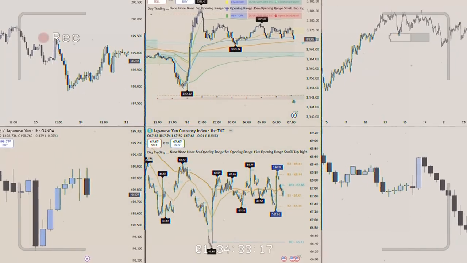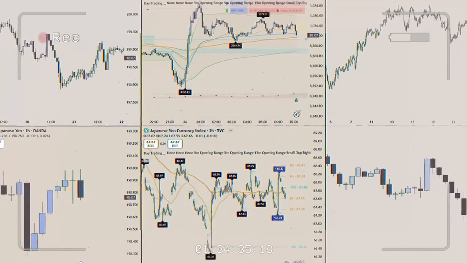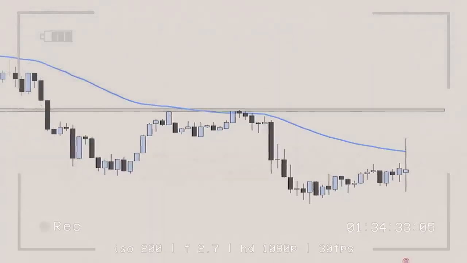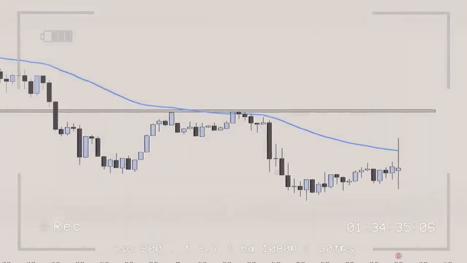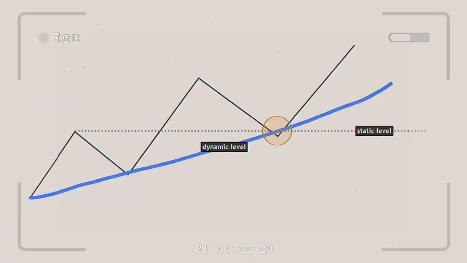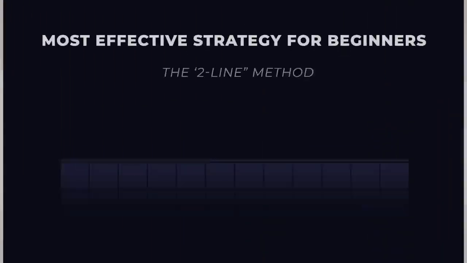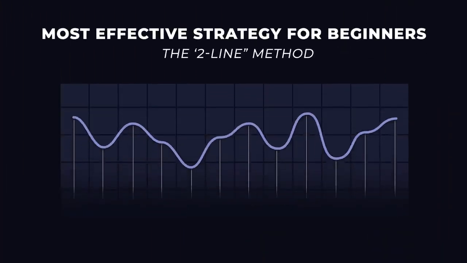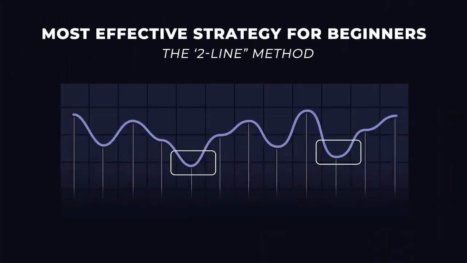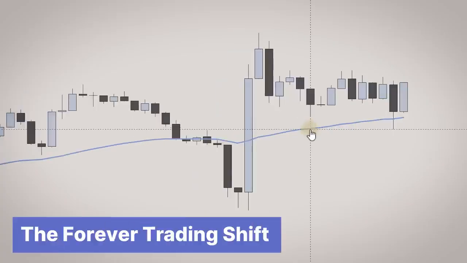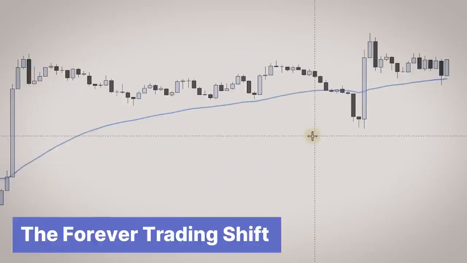This is what beginner traders think a professional chart looks like. And this is what a professional chart actually looks like. The pros don't use chaos, they use confluence, a simple system where one static level and one dynamic one meet to create a trading sweet spot. Today I'm giving you the entire system. So let me show you something that's going to change how you trade forever.